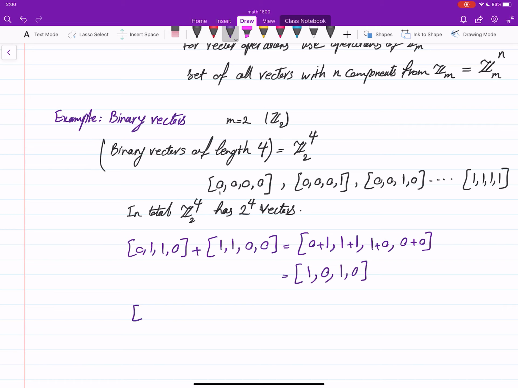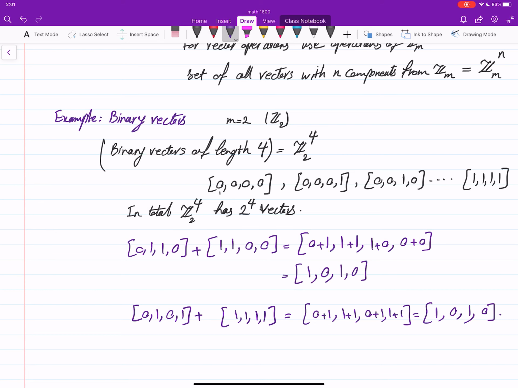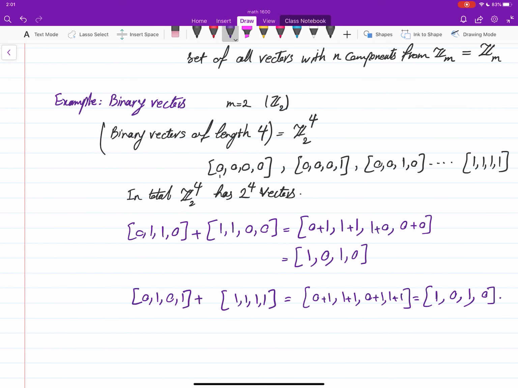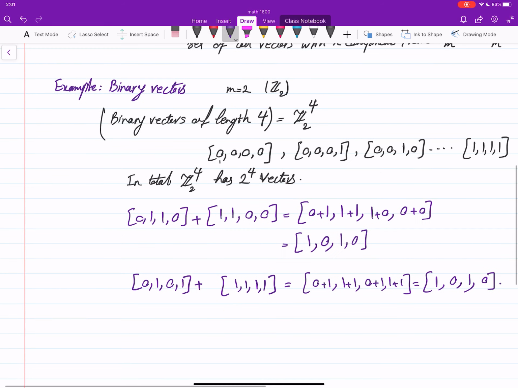Another example would be 0, 1, 0, 1 plus 1, 1, 1, 1. You just add them, which gives us 0 plus 1, 1 plus 1, 0 plus 1, and 1 plus 1. The result is: 0 plus 1 is 1, 1 plus 1 is 0 in Z2, 0 plus 1 is 1, and 1 plus 1 is 0. So that is where binary vectors come from.